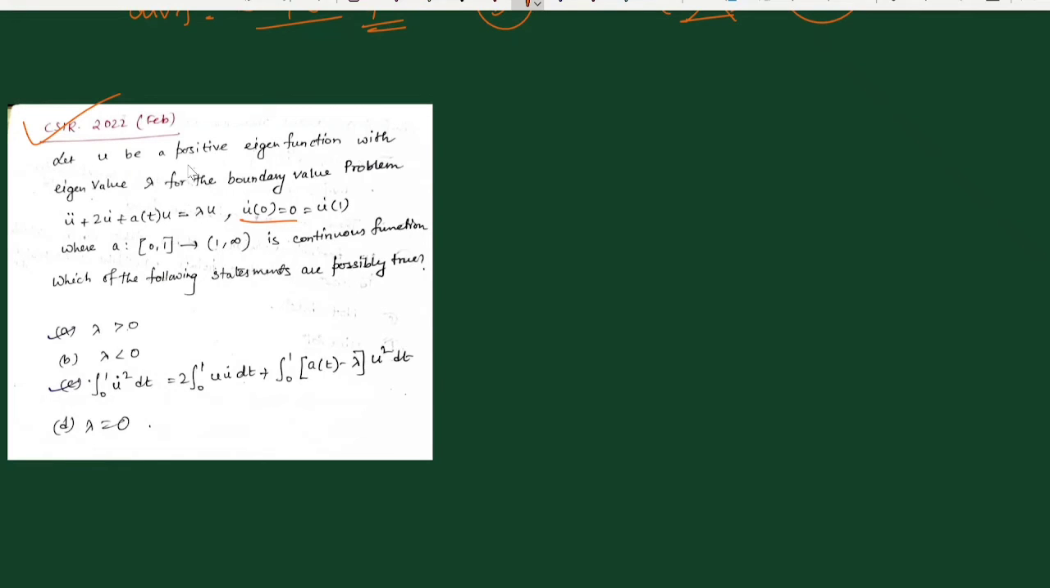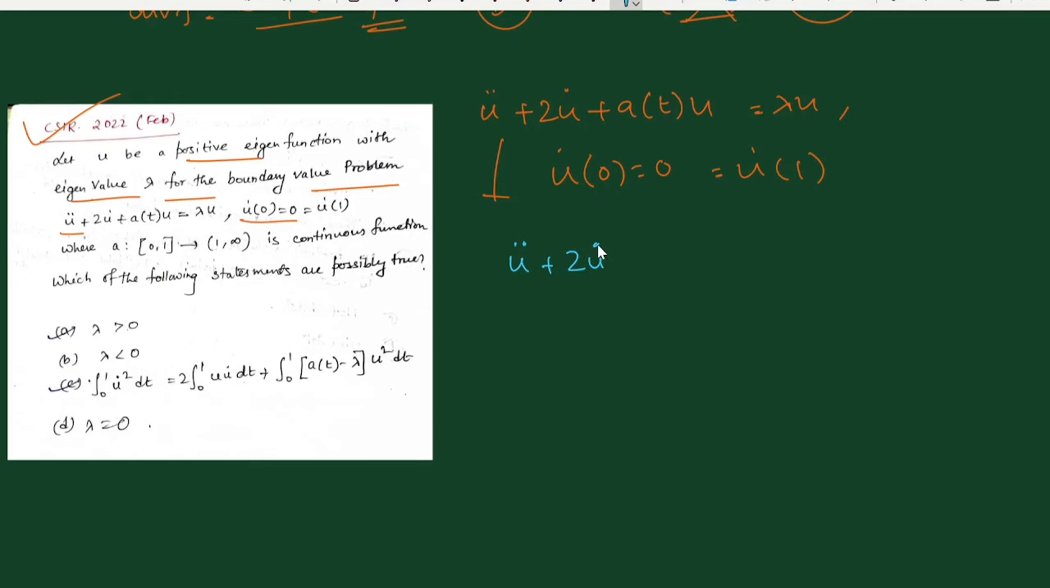The perspective to solve this question is: let u be a positive eigenfunction with eigenvalue lambda for the boundary value problem u double dash plus 2 u dot plus a t into u equal to lambda into u. The boundary conditions are u(0) equal to 0 equal to u dot(1). Now we can write the problem as u double dot plus 2 u dot plus (a t minus lambda) into u equal to 0.